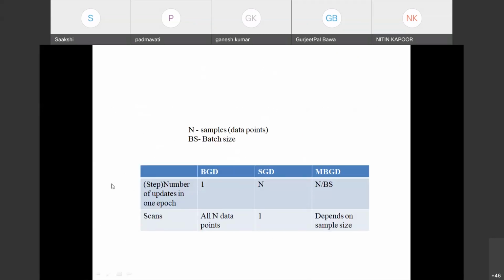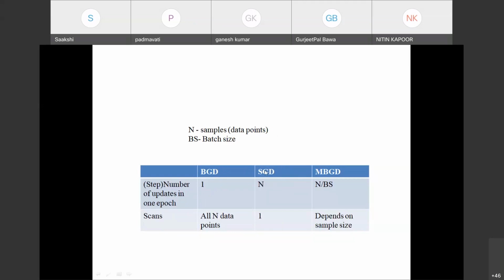Let us try to understand the number of updates that is going to take place in each of the different cases. Theoretically, we have seen, let us just illustrate and compare. The number of updates in one epoch will be 1 in the case of batch gradient descent, because I will go through all data points, scan the entire data, compute the gradient for all, add all the gradient values, and then update. So a single update will take place in each iteration.